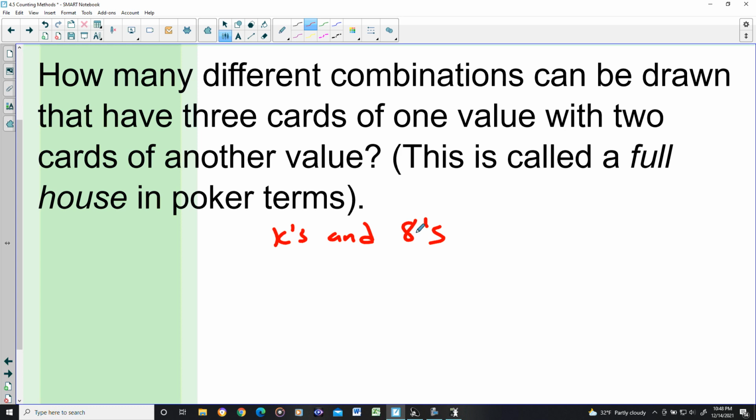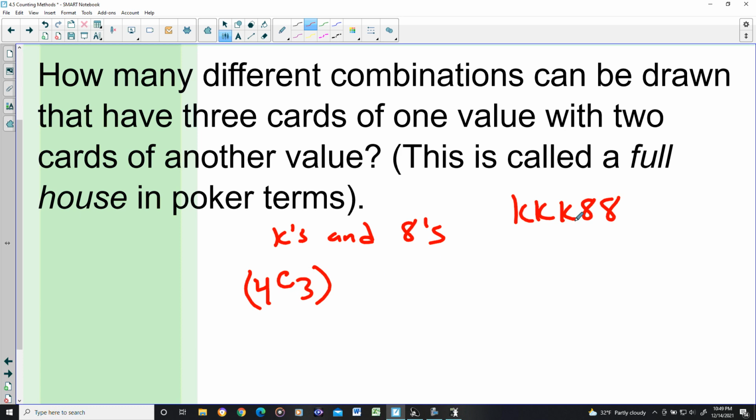Without loss of generality, let's say that, right? So we want 3 kings. So we want king, king, king, ace, 8, or 8, 8. Okay, so let's say we want that. And so now, I want 3. How many kings are there? There's 4 kings. So I want 3, but any 3 of the 4 kings. So 4 choose 3. And that represents choosing the 3 kings.